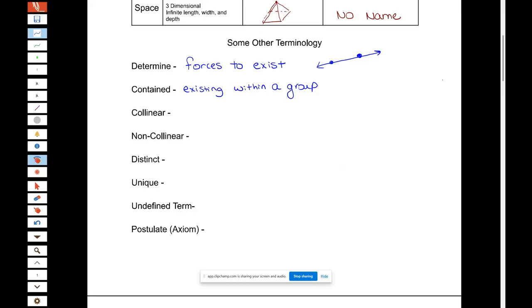Contained would be like, for example, all the even numbers are contained within the whole numbers. I could actually use a Venn diagram for that if I wanted to. Because whole numbers, I'm going to name this the other way around. The whole numbers would be the bigger group, and the even numbers would be the group within that group. So whole numbers are like 0, 1, 2, 3, 4, 5, and so on. Even numbers are like 2, 4, 6, 8, and so on. So they are within the whole numbers.